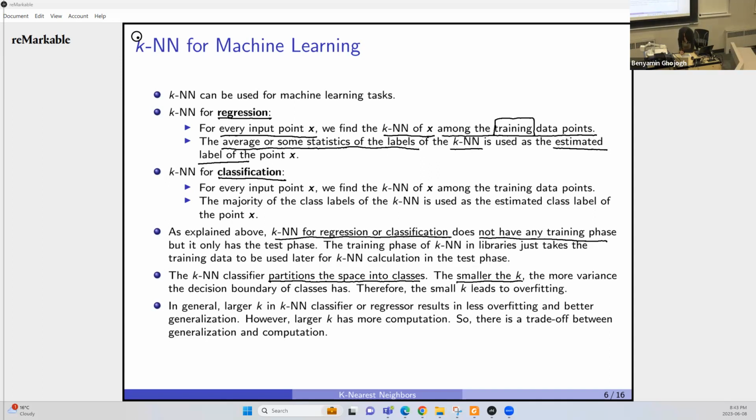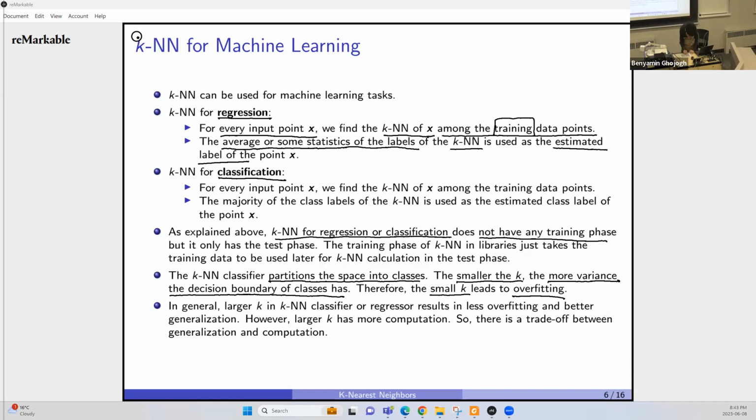The smaller the K, the more variance the decision boundary of the class has. Usually when you increase K, the decision boundary becomes smoother. When you have a small K, it will have a lot of oscillation. So the smaller the K, the more variance you have. Therefore, a small K leads to overfitting. So you shouldn't have too small a K. Usually, for example, K equals 10 is good. So you don't want to have overfitting.